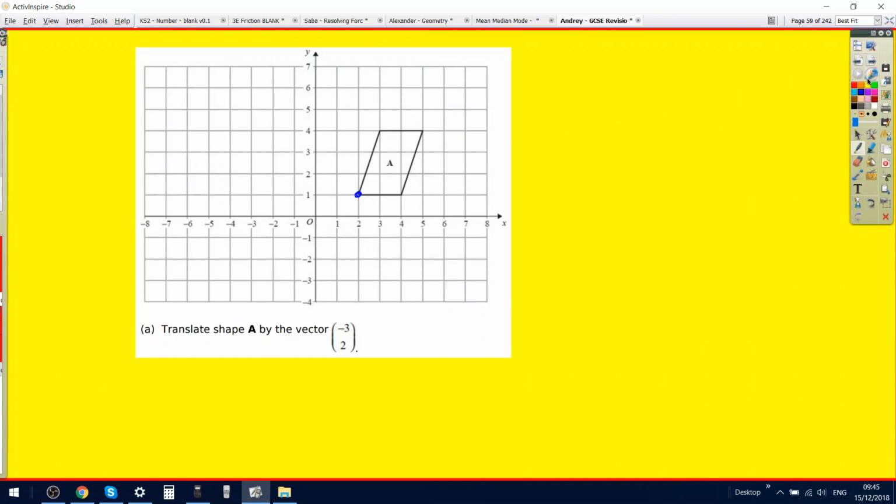So if you get one coordinate of the shape, like 2, 1, and then you go minus 3, 2. So you take that coordinate 3 points left, and then 2 up, I think. Yeah. You do it for all of them. And then just draw it. Then we join those up. Yeah, that's alright, won't give you any trouble.